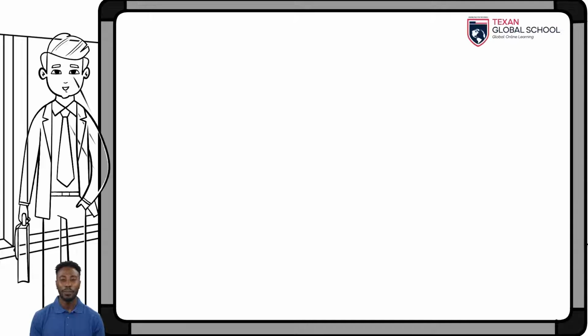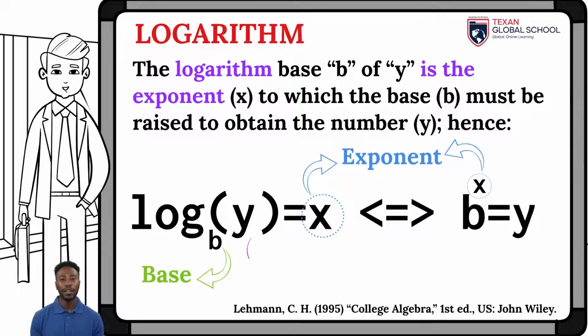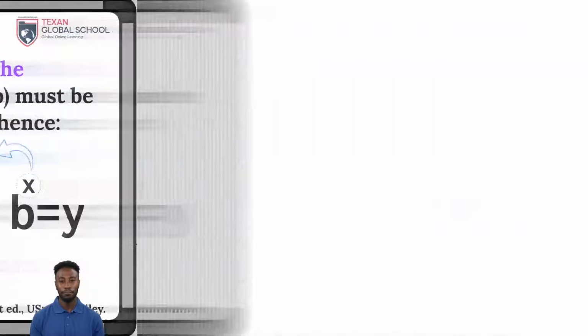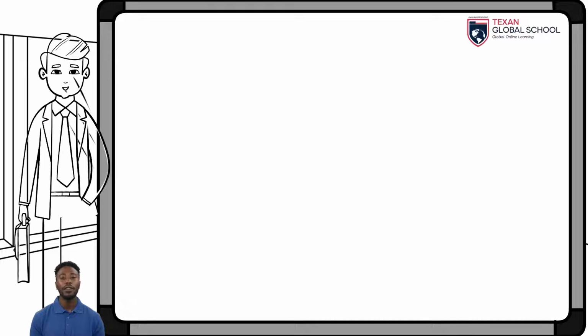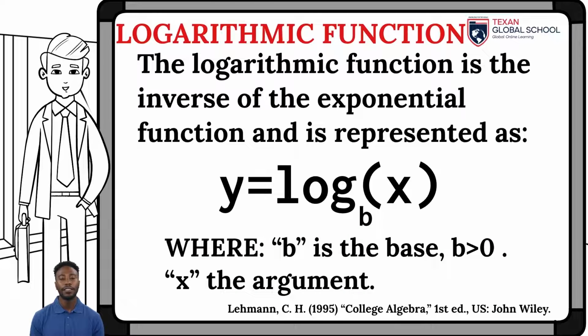Now, the logarithm base b of y is the exponent x to which the base b must be raised to obtain the number y. This definition is used to find the value of the logarithms. So, we can see that the logarithmic function is the inverse of the exponential function and is represented as y equal to the logarithm base b of the argument x.